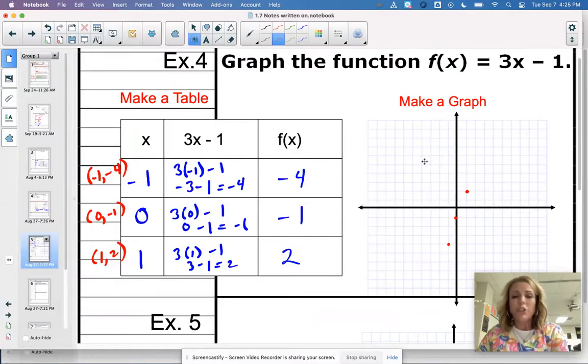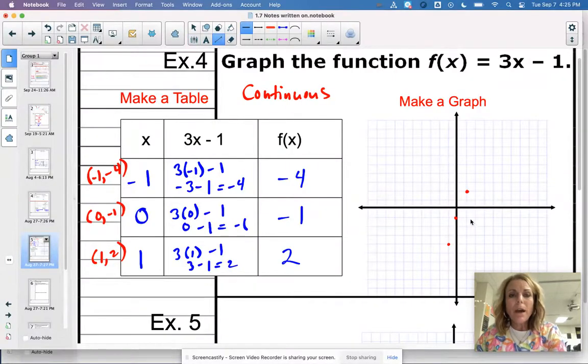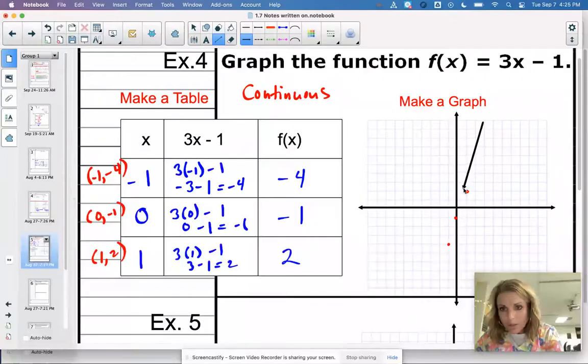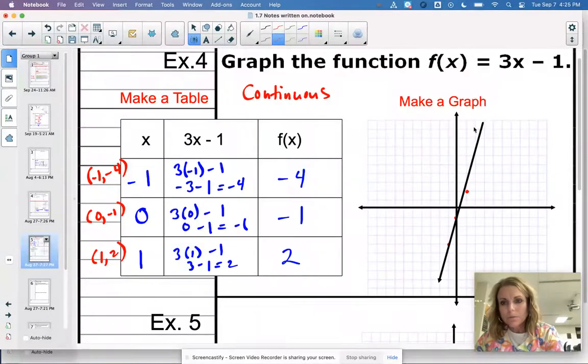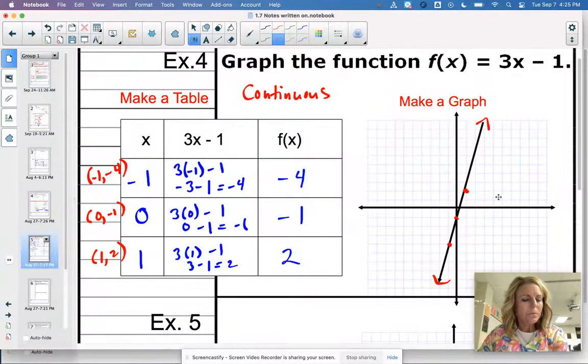This is a function which is going to generate a continuous graph. So now let's see if I can connect them here. I always struggle a little bit with this. Let's see, pretty good. Okay. There we go. That is a continuous graph. This function generated a line.